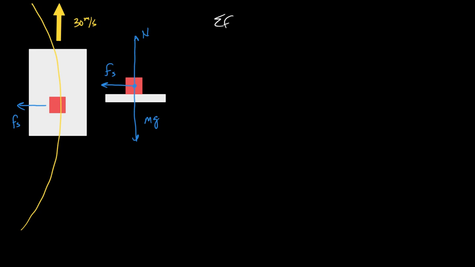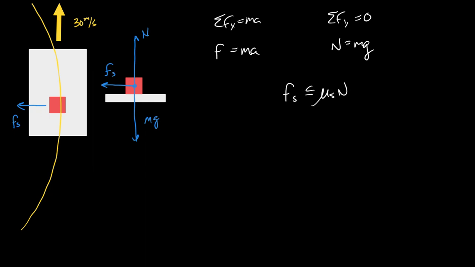So I could redo everything. Net force in the x direction equals ma. So friction equals ma. And then net force in the y direction equals 0. So normal equals mg. And friction is less than or equal to mu s times the normal force. All still the same, with one difference. This acceleration is the centripetal acceleration. Right? This is the acceleration about changing direction. It's not the acceleration for speeding up or slowing down.